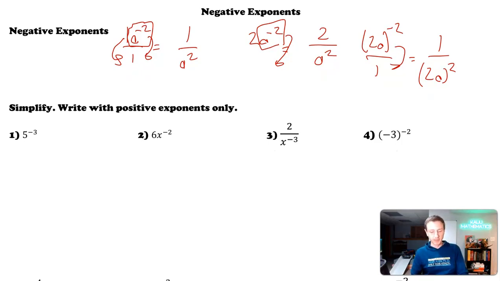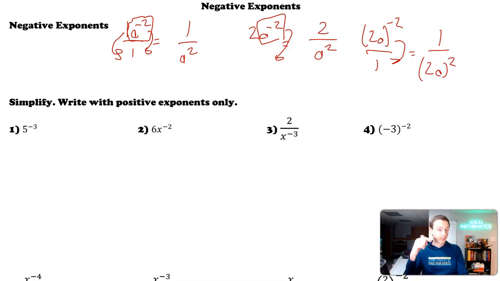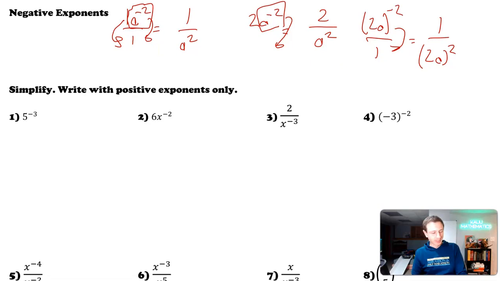But let's go through some examples of rewriting negative exponents into positive exponents, because we never want to leave an exponent negative. That's like leaving a fraction unsimplified. We don't want to do that. So we want to simplify these, writing with positive exponents only.